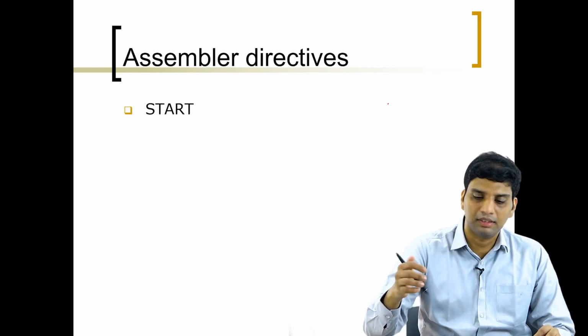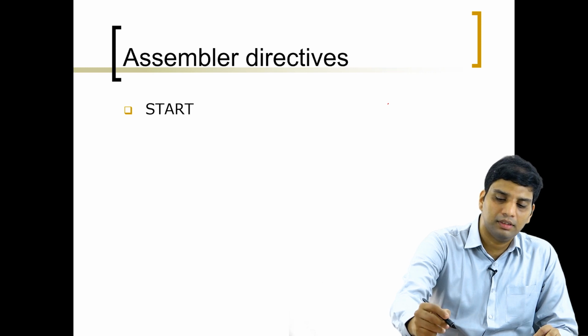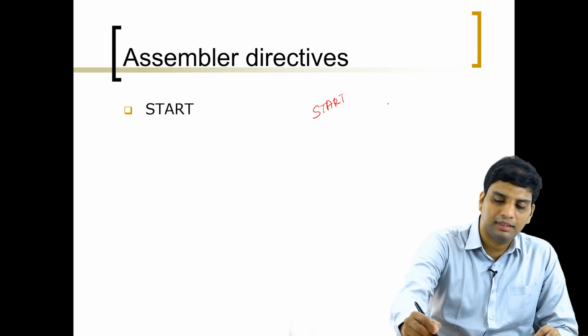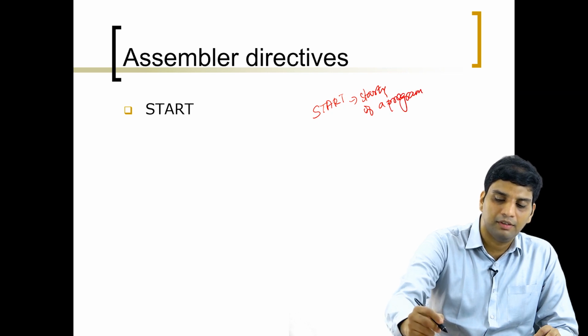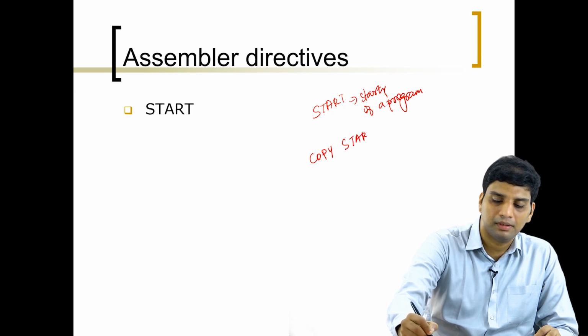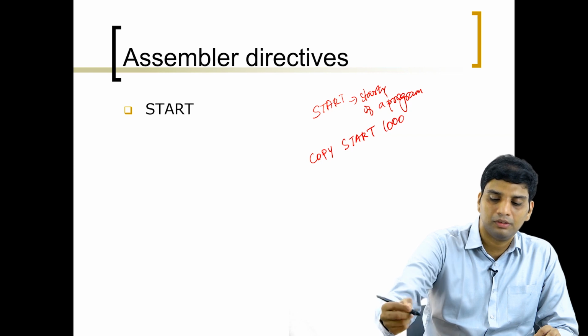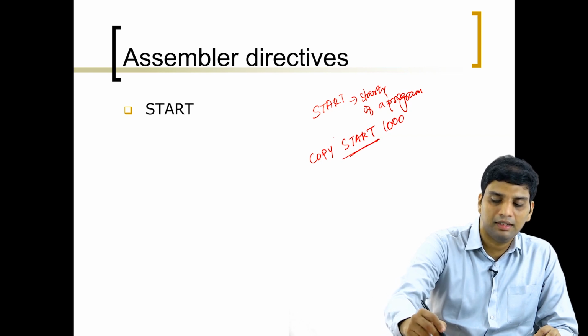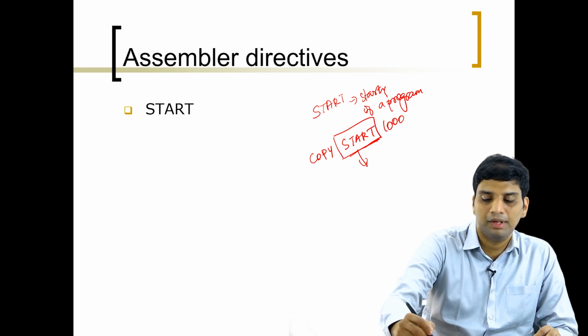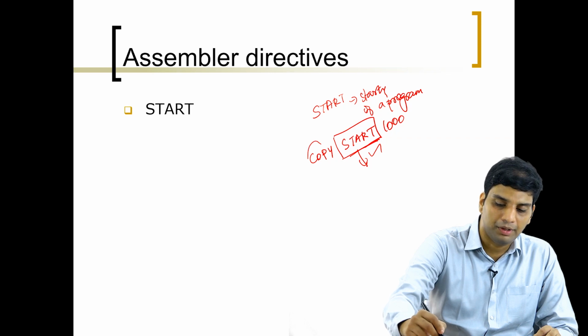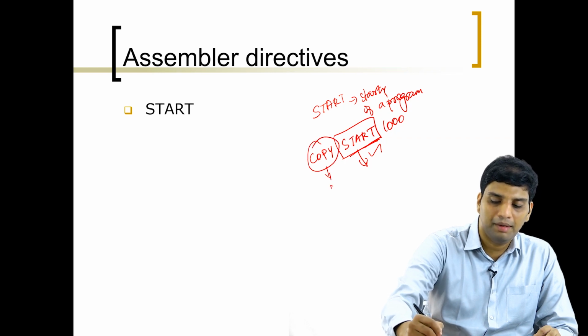First one is START. If there is a word called START, you can understand that it is the starting of the program. The format will be like this: COPY START 1000. When I see the word START, I can understand that this is an assembler directive, and it says that this is the start of my program. And what is this COPY? COPY is nothing but the name of the program.